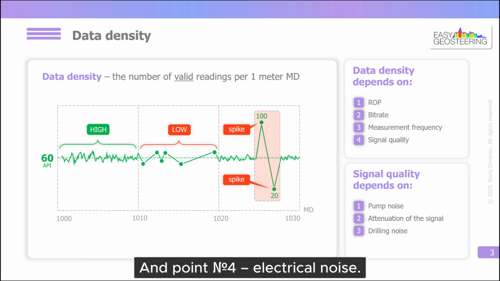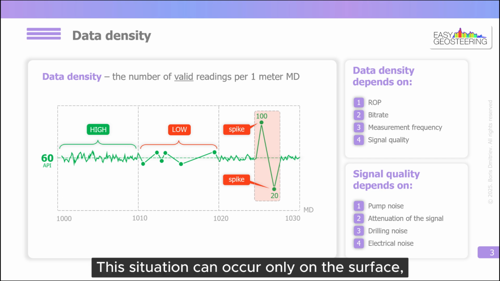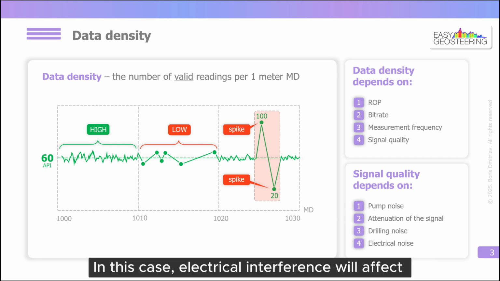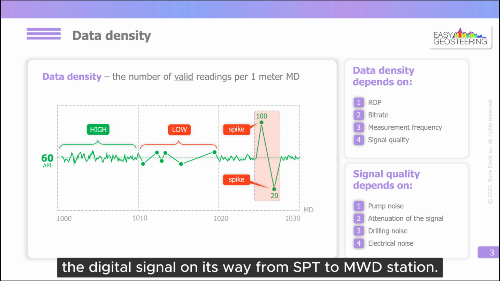And point number 4, electrical noise. This situation can occur only on the surface, for example when the cable from the SPT sensor is lying near an unshielded power cable on the rig. In this case, electrical interference will affect the digital signal on its way from the SPT to the MWD station.